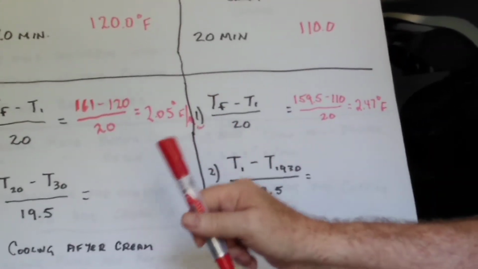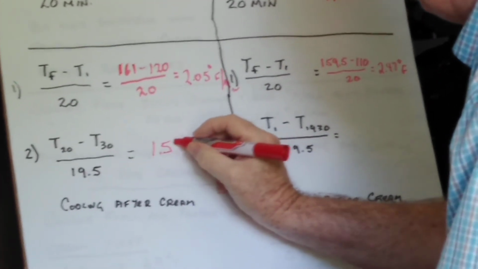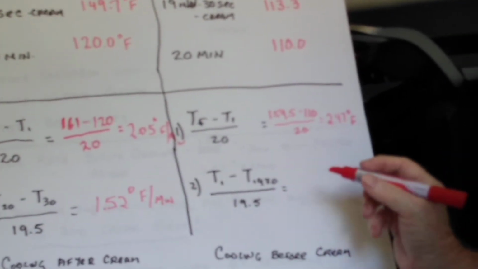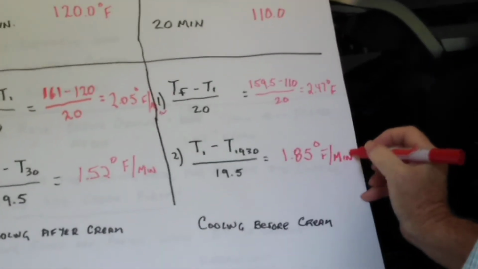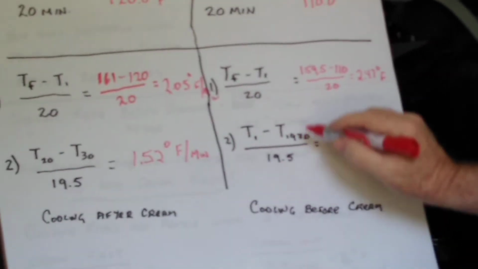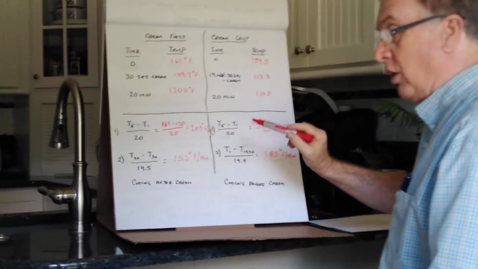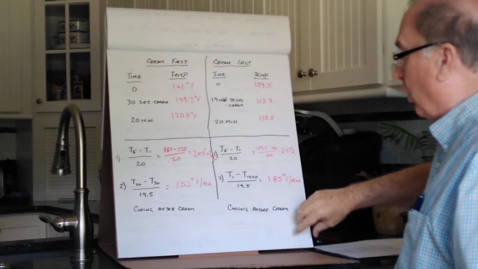One other thing we did was look at the cooling rate after we creamed it. In this instance, it was 149.7 minus 120, and we came up with 1.52 degrees Fahrenheit per minute after you added the cream. In this scenario, we look at the times before we added the cream, and if we work it out, it comes out to 1.85 degrees Fahrenheit per minute. Again, it's cooling faster before you added the cream, which is in concert with our results, that hotter coffee will result from slower cooling, and slower cooling occurs when you add the cream first, because you cut down the temperature differential early.